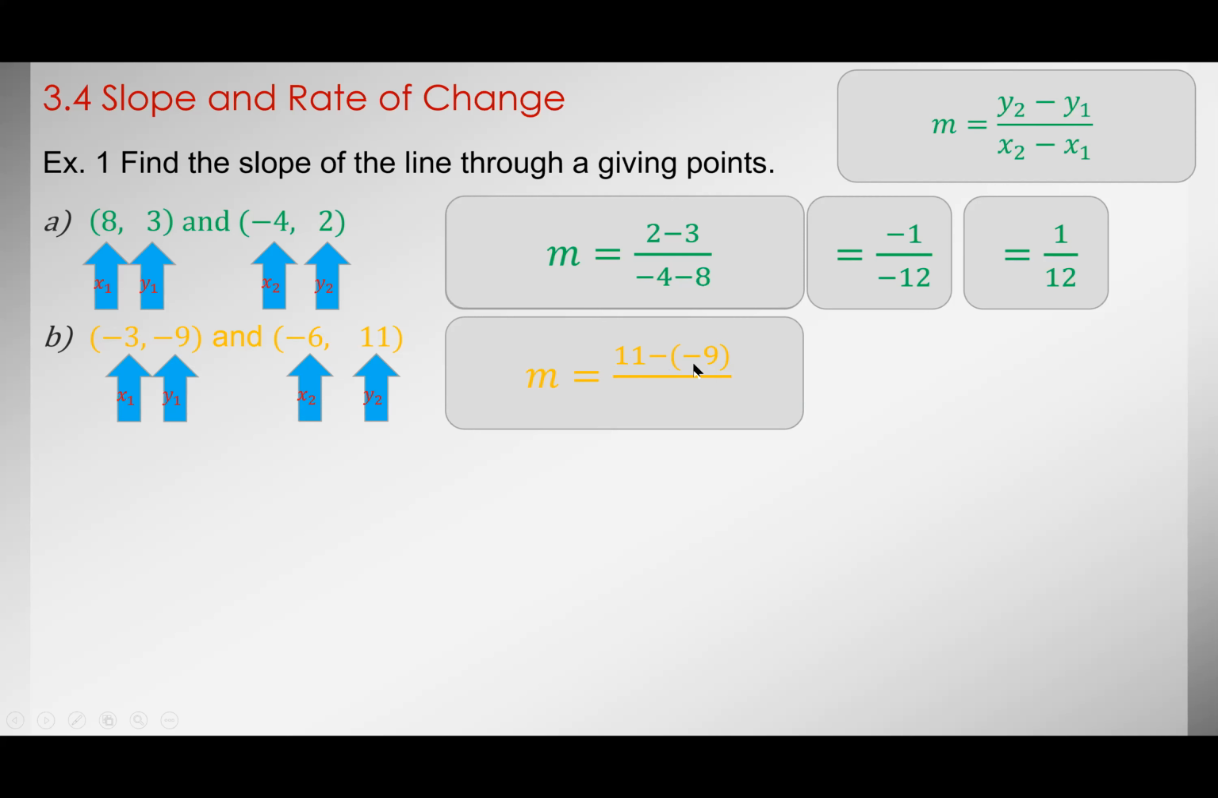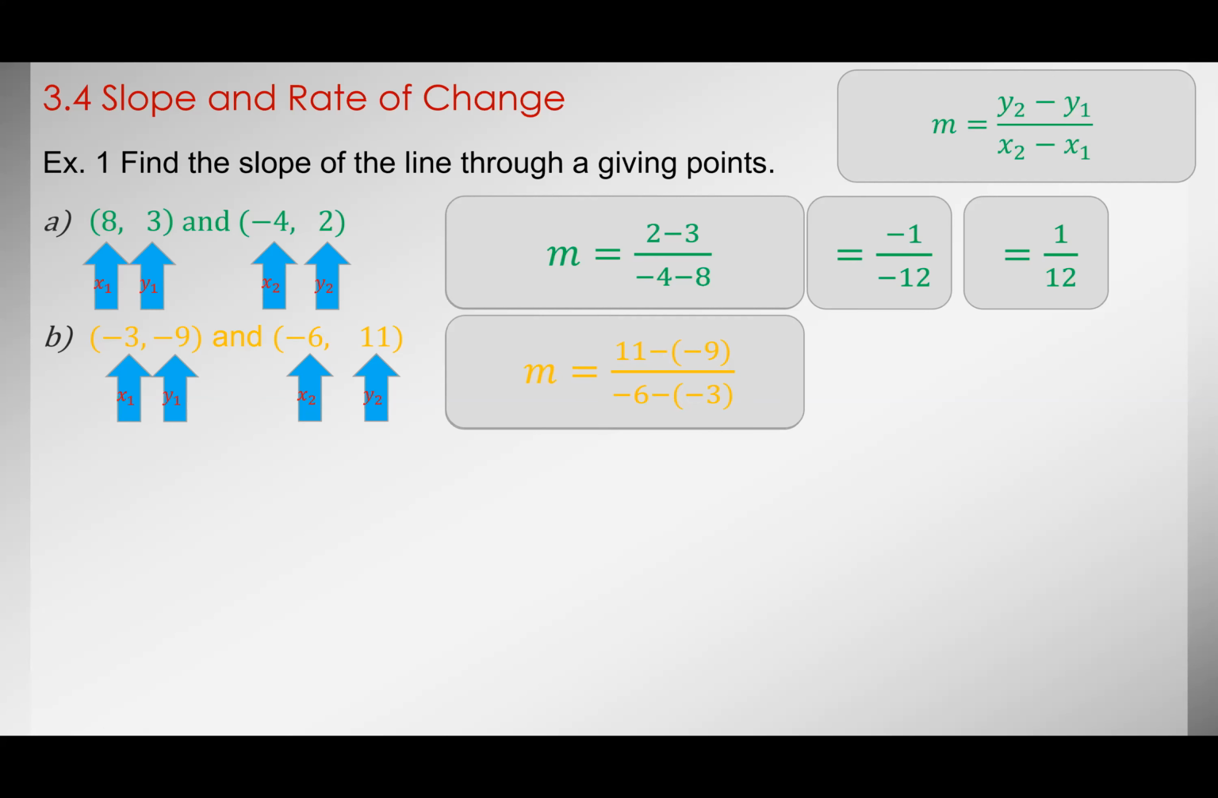Don't just put 11 minus 9. That is the careless mistake a lot of students do, they just say 11 minus 9. You have to make sure that 11 minus the value for y1, which is negative 9, so you put in a negative 9, okay? So everybody see where my 11 minus a negative 9 comes from. 11 is here, negative 9 is here. The formula is a minus, so 11 minus negative 9. And similarly, that is my y2 minus y1.